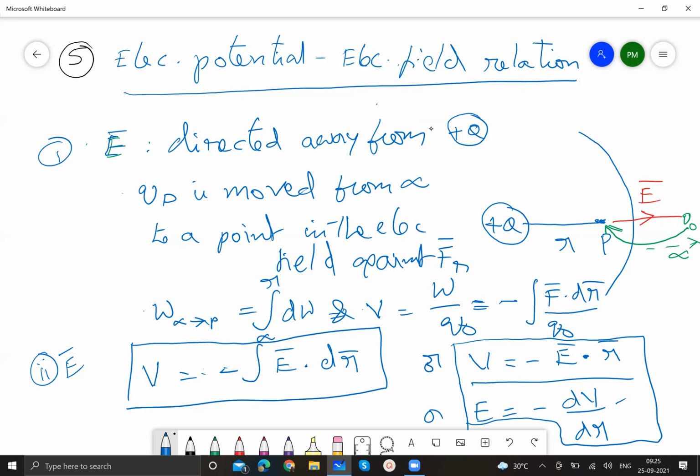So another unit of E. Because simply E can be written as V by R. So it is volt per meter, of course, minus V by R. Volt per meter, or voltmeter inverse, is another unit for the electric field.